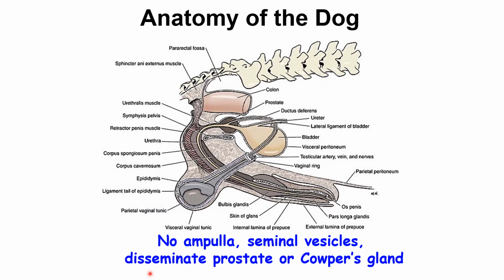So for the dog, of course, the sperm will be produced from the testes. It will pass through the ductus deferens or the vas deferens. Then for the dog, the feature is unique because there is no ampulla, there is no seminal vesicle, there is no disseminate part of the prostate, only the body of the prostate is present. And the Cowper's gland is also not present in dogs.